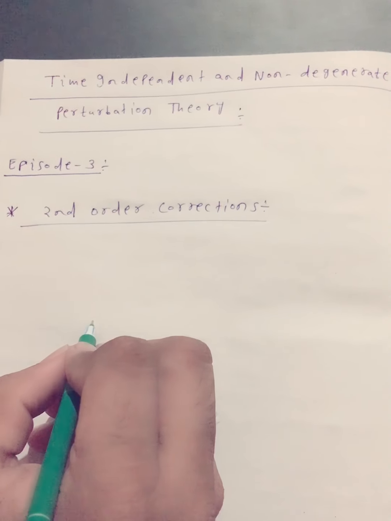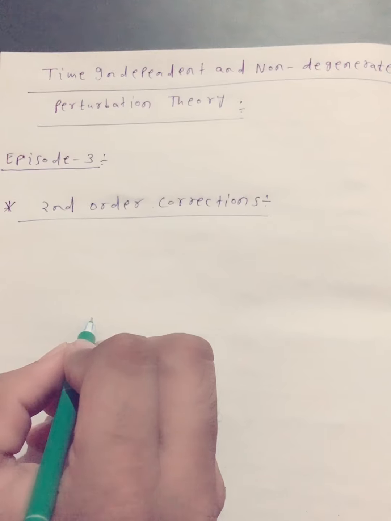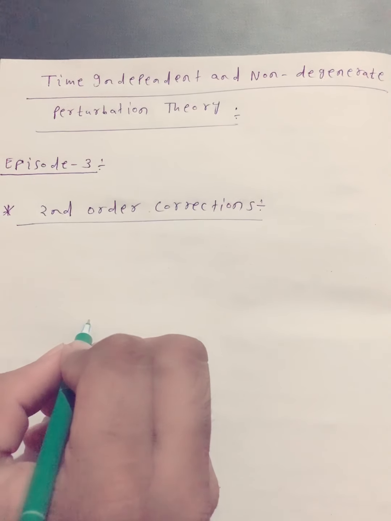So today I am going to start episode number 3 for time independent and non-degenerate perturbation theory. We will discuss second order corrections to energy eigenvalue and eigenstate. So let us start our topic. Here is our topic, episode number 3. We will discuss second order corrections.